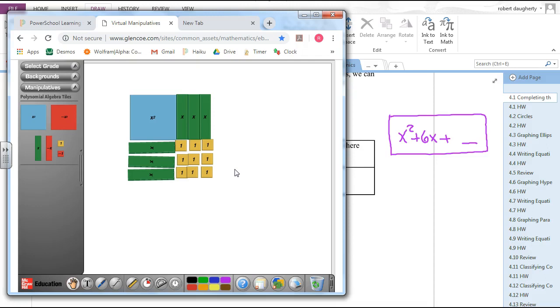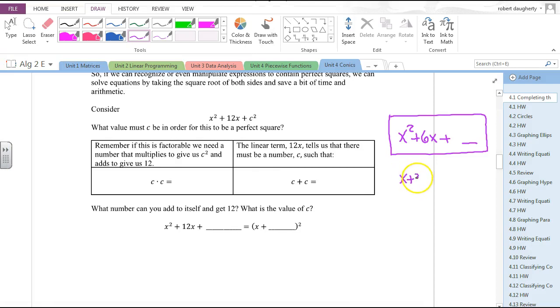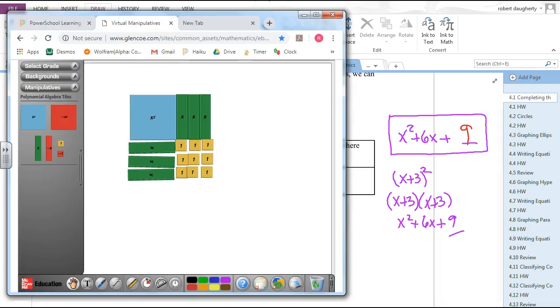Okay, so what would x plus 3 squared look like? That's x plus 3 times x plus 3, which is x squared plus 6x plus 9. So it's going to take a 9. A 9 is the only number that makes that a perfect square. Okay? So that's where the perfect square concept comes from, if you truly look at this, this is a perfect square. Okay?